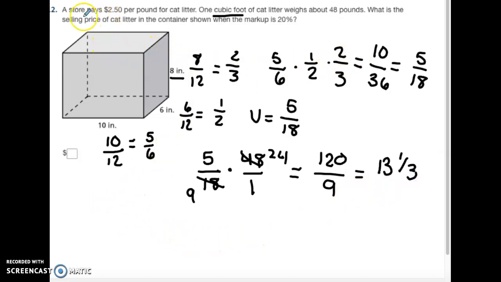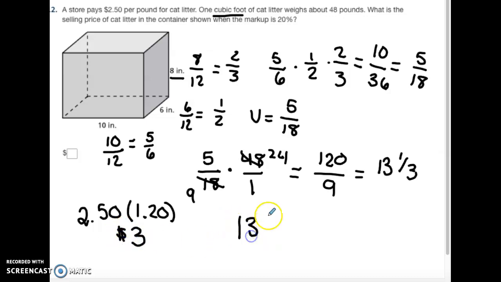Now, the store pays $2.50 for cat litter, but there's a 20% markup. So let's find out how much the store sells it for. So $2.50 times, if it's a 20% markup, that means we're paying 120%. So we have to pay $3 per pound. So 13 1/3 times $3 is $40. So we pay $40 for this container of cat litter.